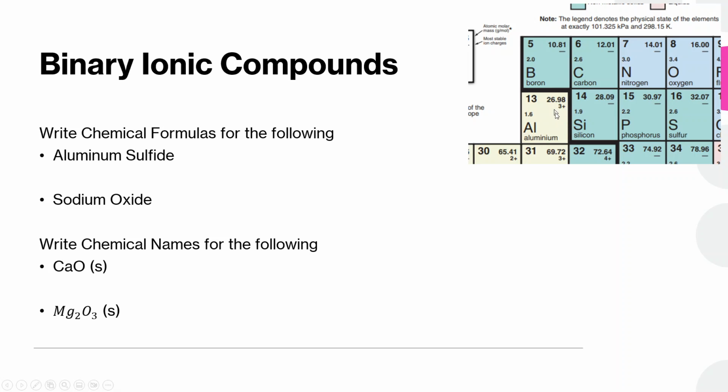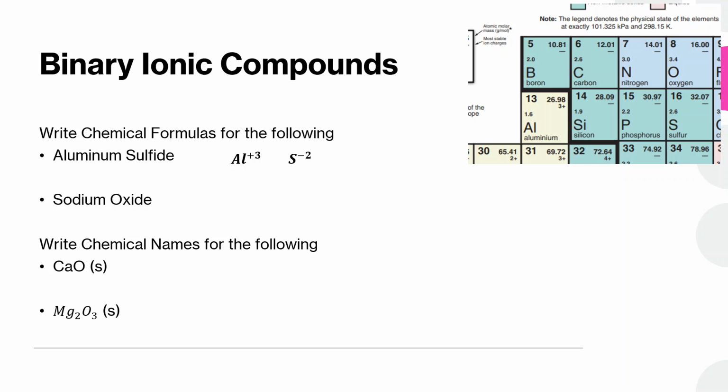So aluminum is a +3 on this. Sulfur doesn't have it on this periodic table, but just like oxygen above it, sulfur is always going to be a -2. So those are the charges that are formed in this ionic compound.